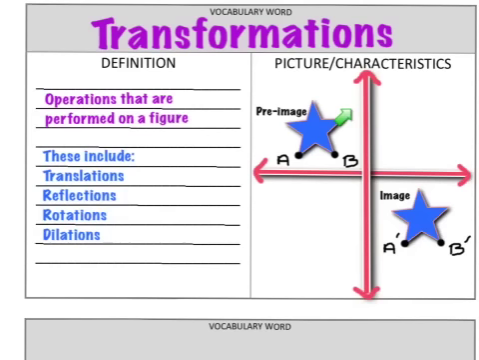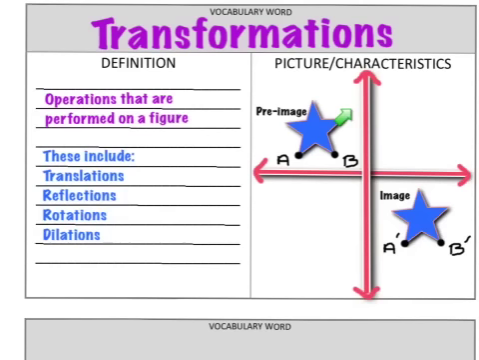Okay, our first word is transformations. That's what the unit is all about, transformations. There's 4 different transformations. There's translations, reflections, rotations, and dilations. We're going to talk about each of those individually. First, let's just talk about the basics of transformations. Okay, they're operations that are performed on a figure.